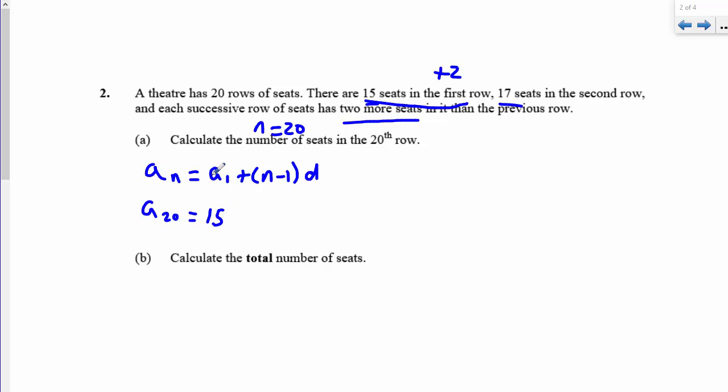Okay, so this is the index. This is the first row, which means there's 15 seats. a1 is 15. All right, so n is 20, so this is 20 minus 1, which is 19. And then we're going to multiply this times d, which is the common difference, which we decided is 2. All right, so I just have to figure out what this is. So this is, let's see, we got 20, and 9, it's 18, it's 38, 45. That should be 53 seats.